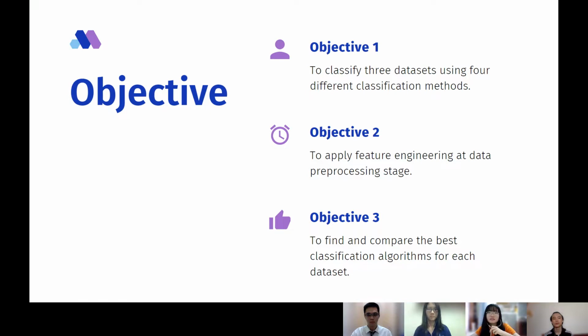There are 3 main objectives in our project. The first one is to classify 3 datasets using 4 different classification methods. Second is to apply feature engineering at the data preprocessing stage. And then the last one is to find and compare the best classification algorithms for each dataset. Next slide.